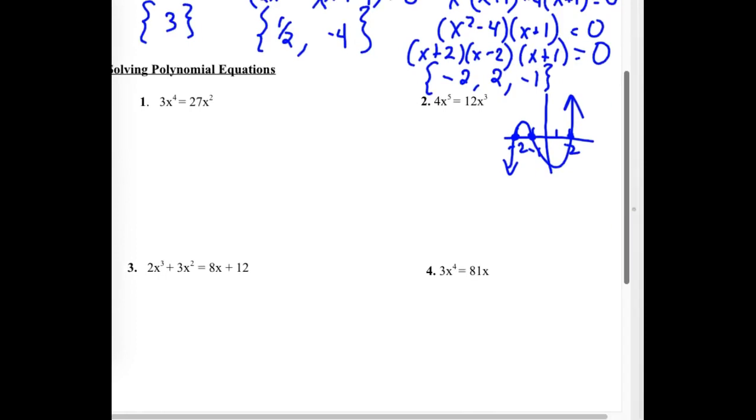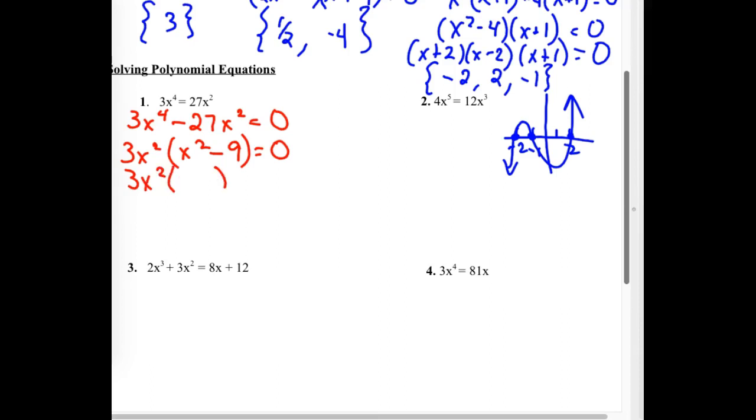All right, we are going to try to factor all of these, so we are trying to get a 0 on one end. So I am going to bring the 27x squared over to the other side by subtracting it. And then what's common that can be factored out? Take as much as you can. Yes, 3x squared. That leaves me an x squared minus 9, which is factorable into what? Good. That's that difference of squares pattern again.